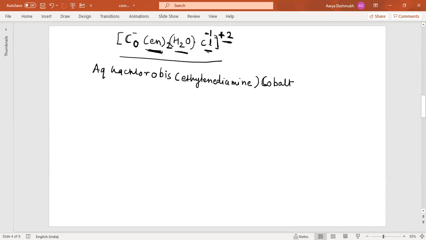Now if I write +3 here, isn't it? +3 -1, the resulting charge would be +2. So here you can write 3. The oxidation state or oxidation number of cobalt in this complex is 3. Though it is not given, you have this hint in front of you: the resulting charge should be +2. So to get this +2, we have this in front of us.